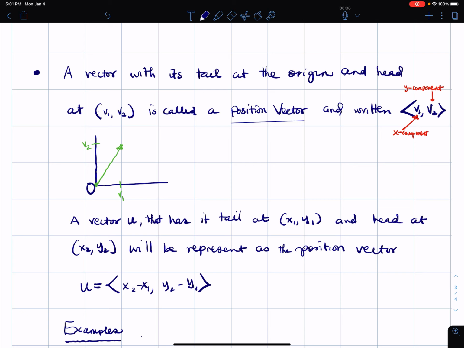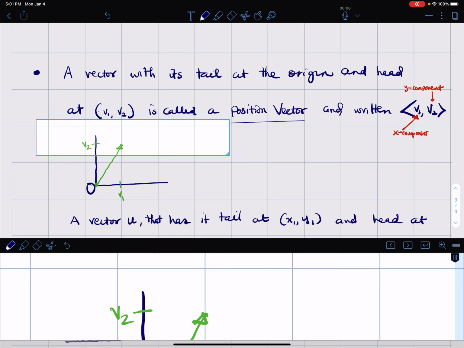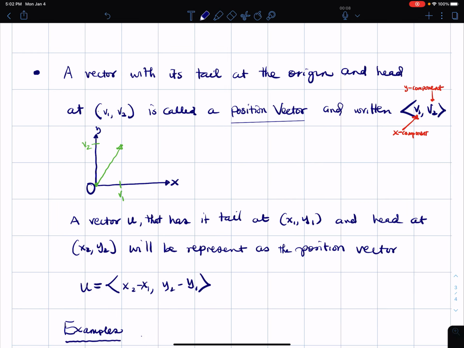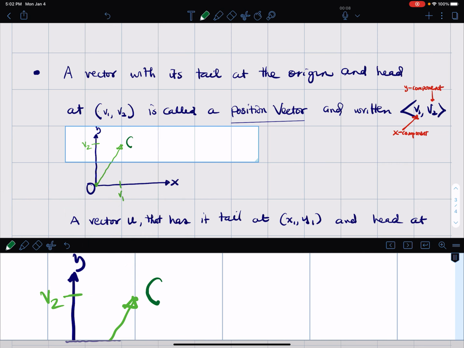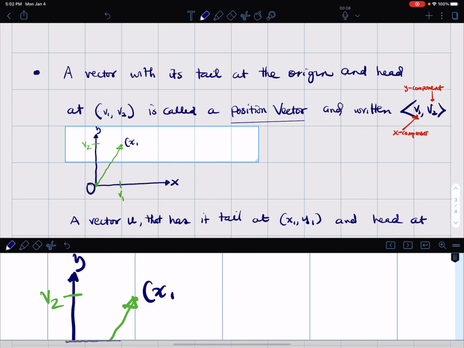All right. So in class, we started talking about vectors and we stopped at position vectors. So a vector with its tail at the origin and its head at a point, let's call that point v1, v2 in the xy plane. So the point is in the xy plane. This is our y-axis and this is our x-axis. And this is the point. Make the point green. This is the point v1, v2.